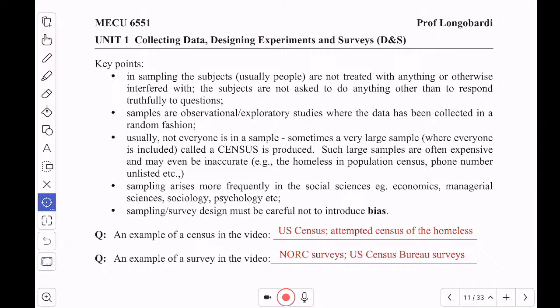So here are some summary points about sampling. Sampling of subjects is not like in experiments. You don't do anything to the subjects that are sampled, whether they're human or otherwise. You don't interfere with them. You just collect data on them. If it's human, you ask them questions. Otherwise, you observe them and record your findings if it's a non-human subject. Samples are collected randomly, which does not mean haphazard. It means that it's done in a systematic way, in what we call a random fashion.